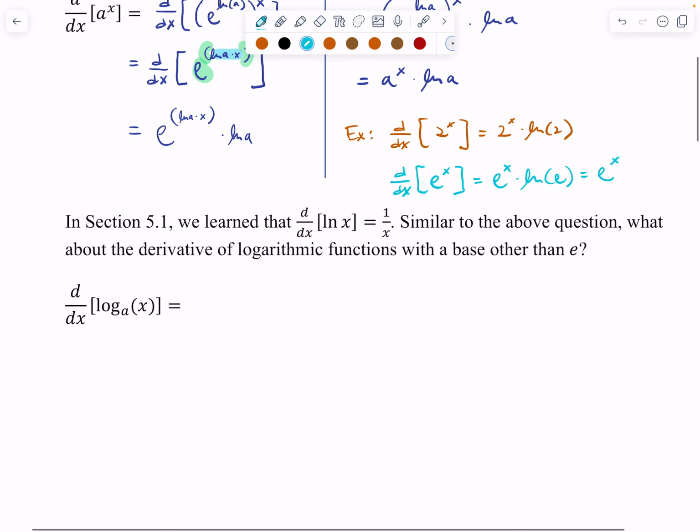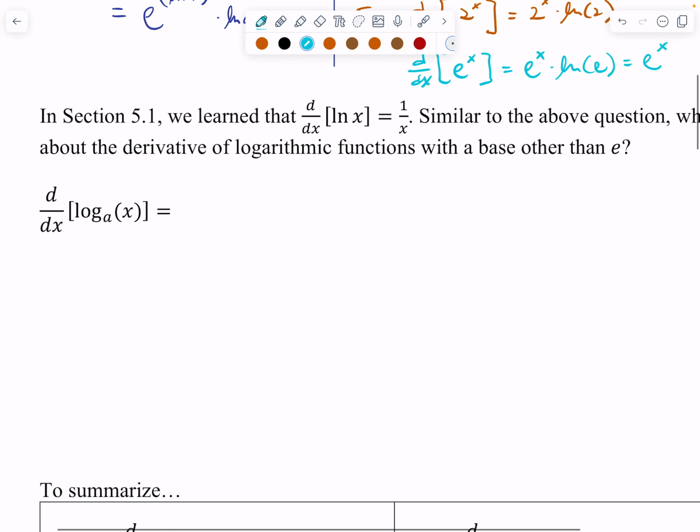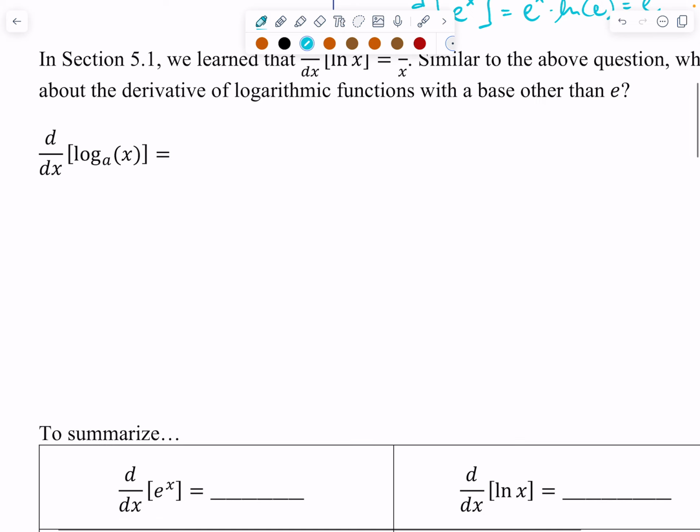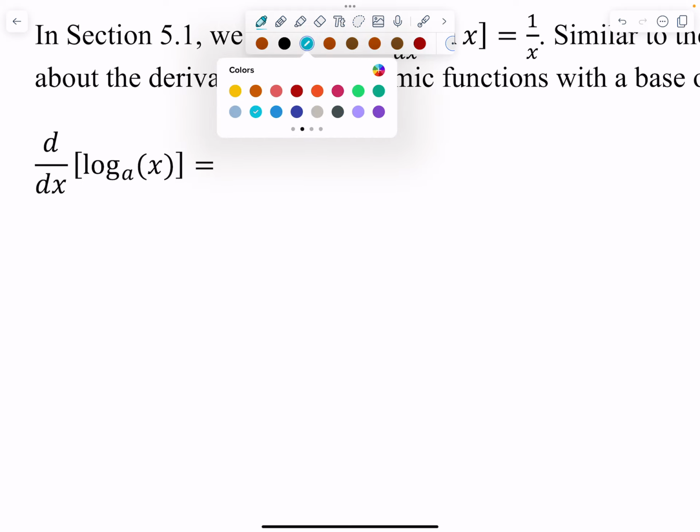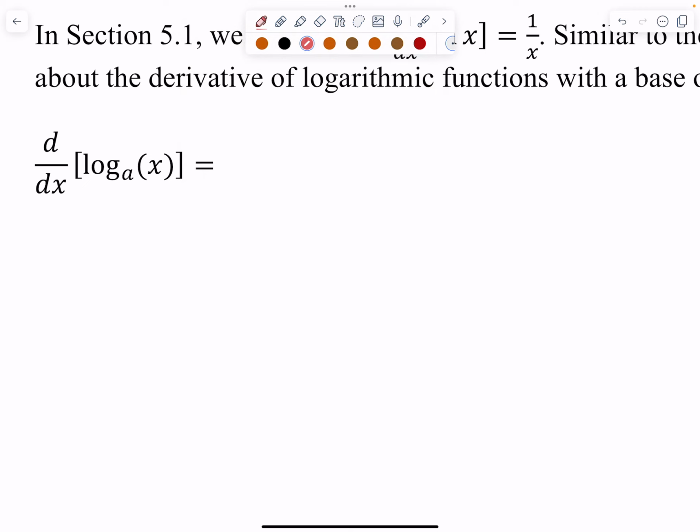Okay, so we're also going to be looking at finding the formula for the derivative of a log with a base that's not e. And to do this, we're going to use another formula that we're familiar with. So log base a of x, we can actually rewrite using change of base formula.